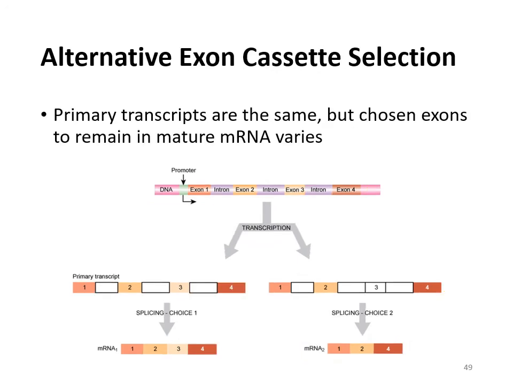Lastly, you have alternative exon selection. So as you can see, depending on how the spliceosome is moving, you may end up losing some of the exons, and so you get a slightly different protein that'll get produced from this RNA.